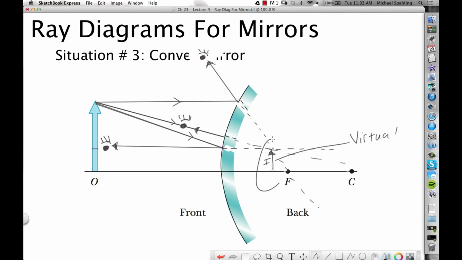So what did we just find out about this? This guy here, front or back? Back. Bigger or smaller? Smaller. Upright or inverted? Upright. Real or virtual? Virtual.